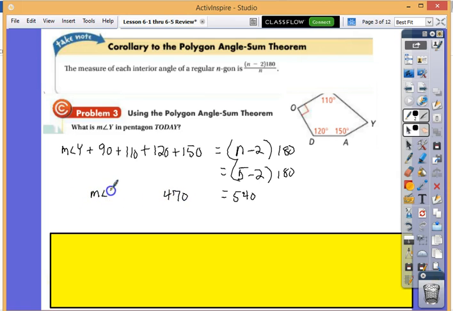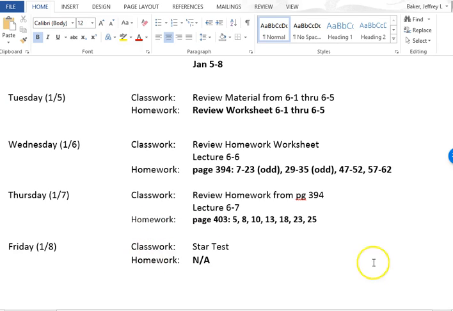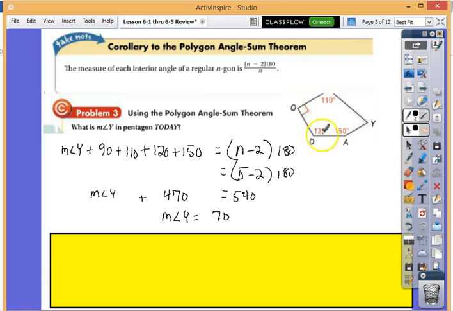And so the measure of angle Y plus 470 equals 540. So I just subtract 470 from both sides, and the measure of angle Y is equal to 70. So you can find the missing angle by using the formula. If I told you it was a regular figure and I asked you to find the angle, then you'd use that formula up at the top.